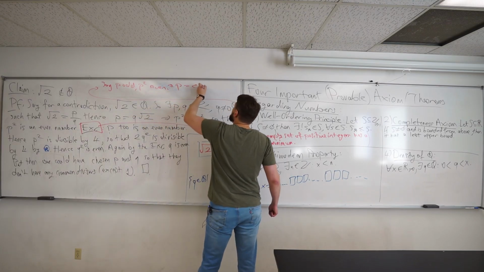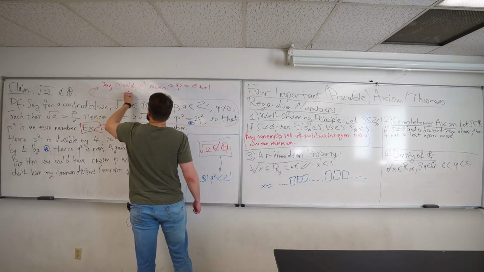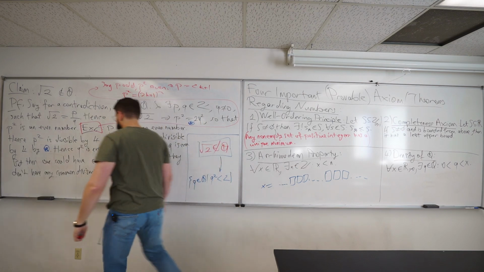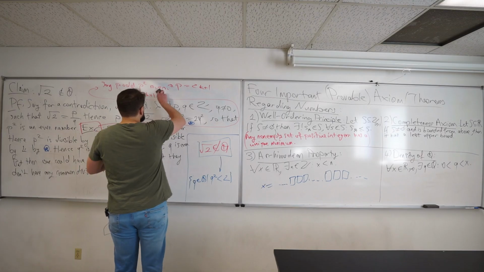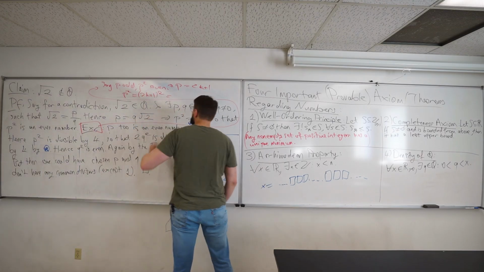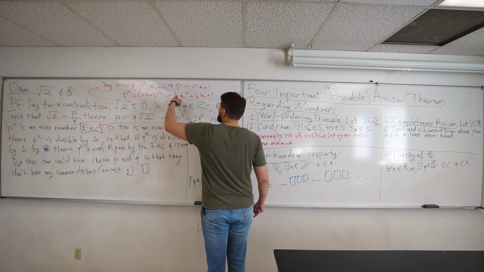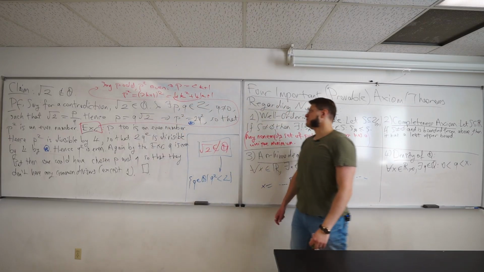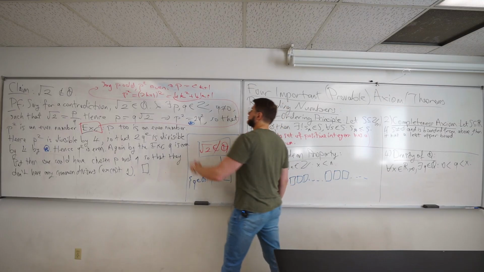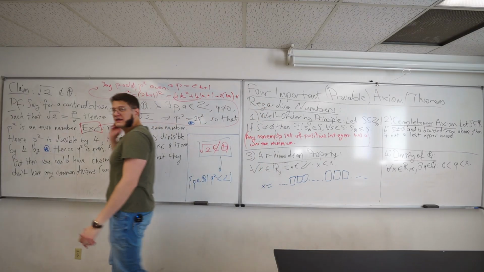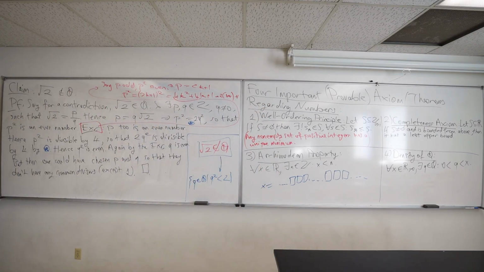So p is 2k plus 1. So p squared is what? 2k plus 1 squared, and then you open this up. And what do you get? You get 4k squared plus 4k plus 1. This is a multiple of 2. I'm saying this is 2 times some integer plus 1. In other words, p squared is odd. And so that's the proof of this exercise, for instance.